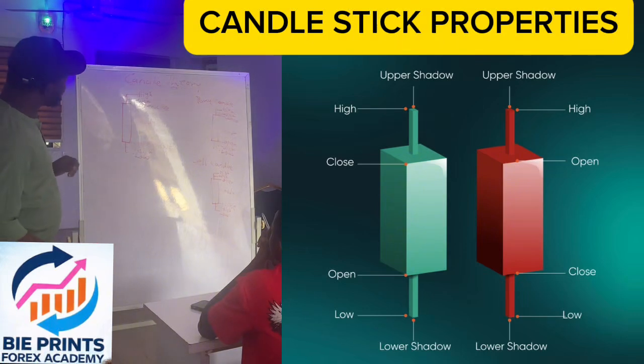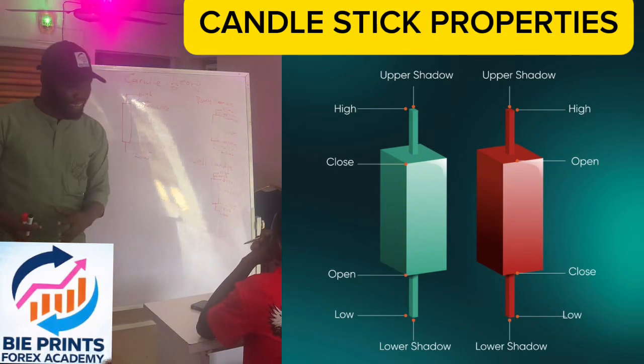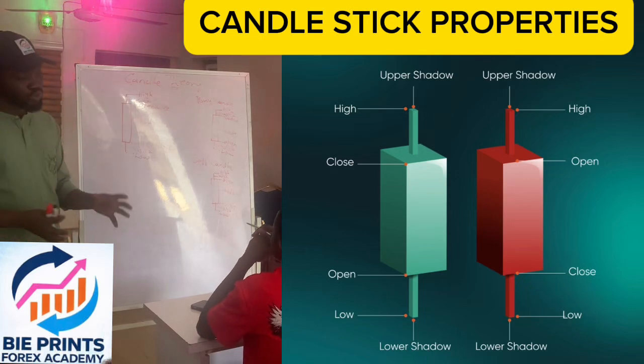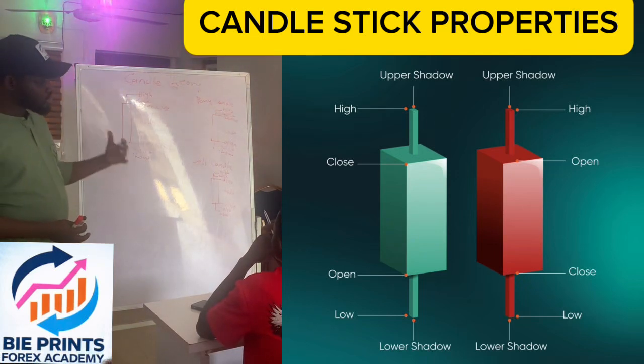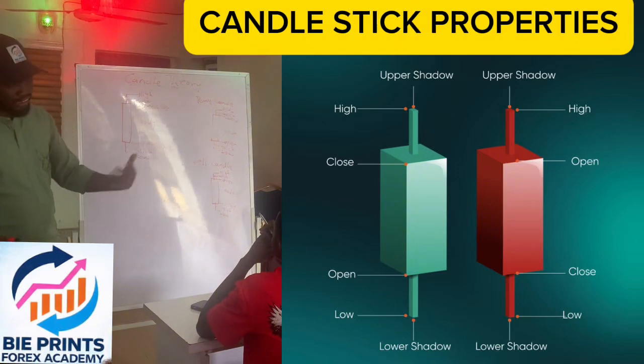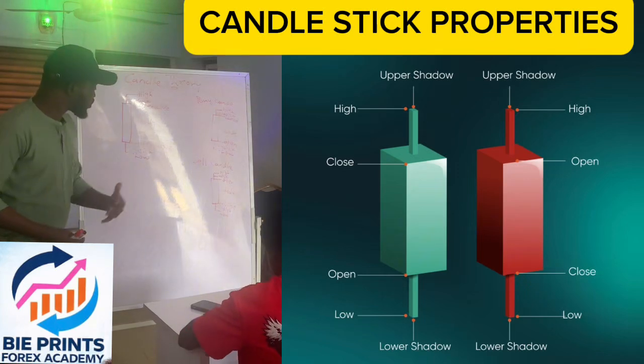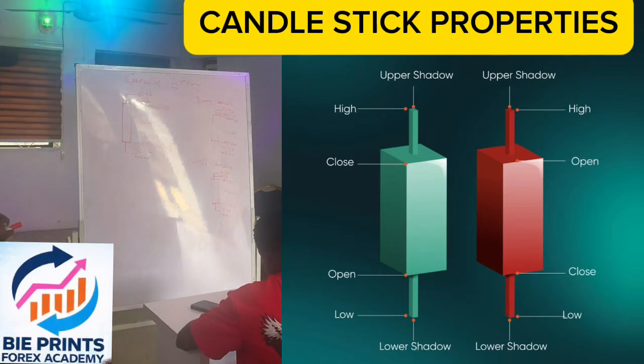Then the wick. The wick, like we said from our support and resistance, tells you where there are barriers in the market, which we saw under support and resistance.